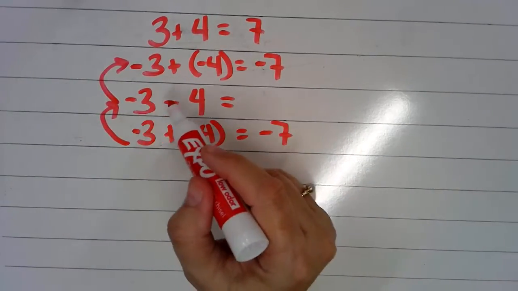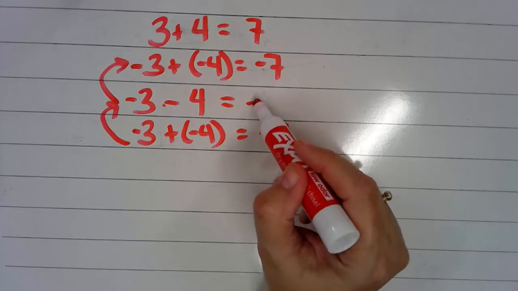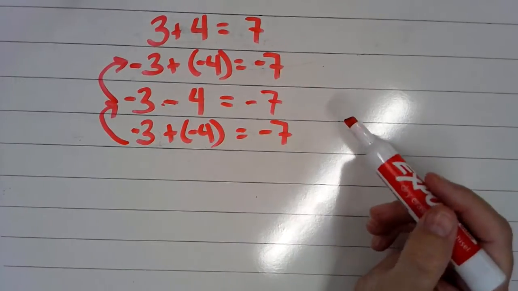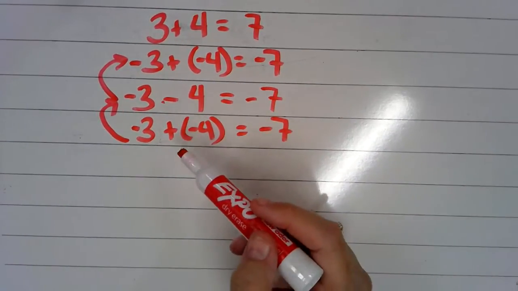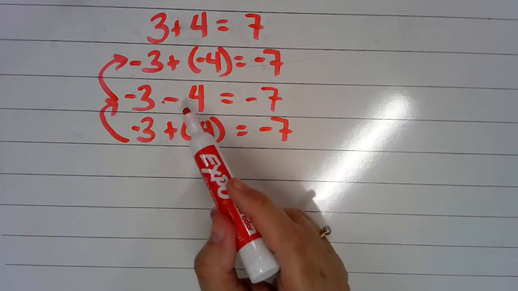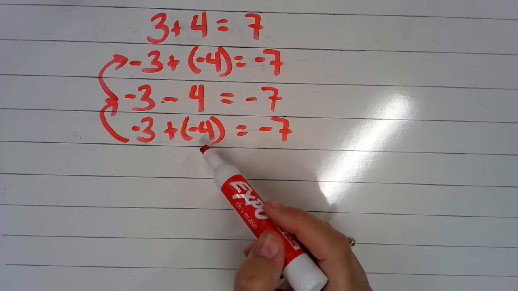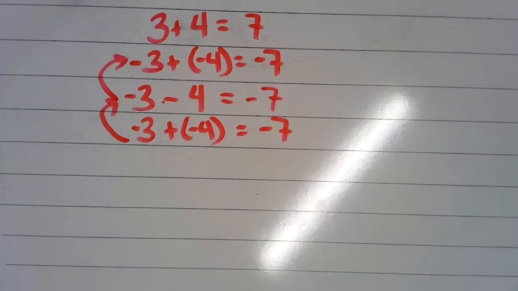You could just say -3 and -4 equals -7. You could do that. Or you could do the old-fashioned way of changing the subtraction problem into an addition problem where we add the opposite. Okay? So these are same signed numbers.